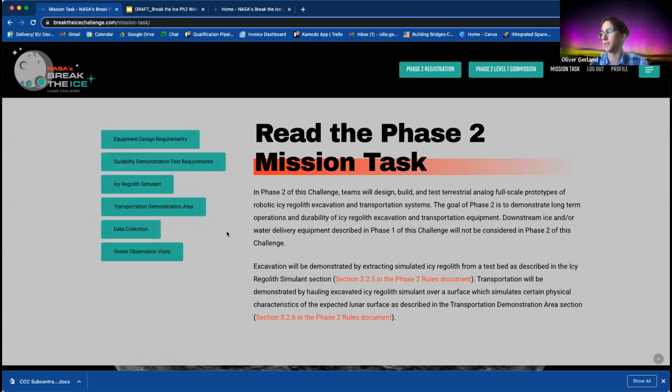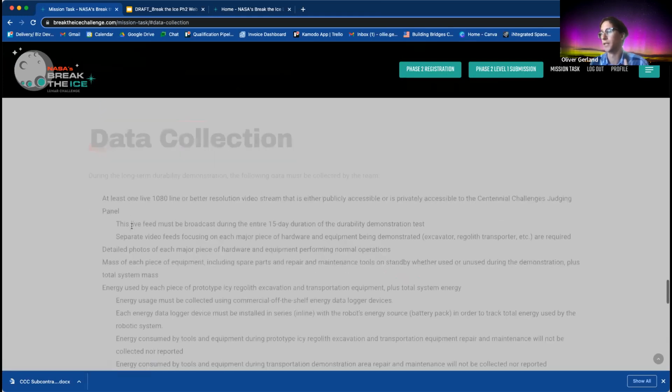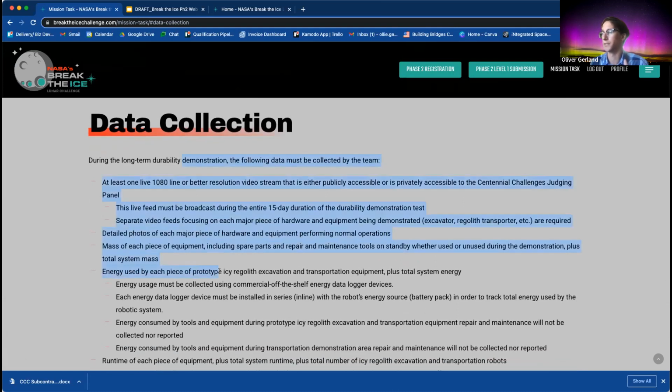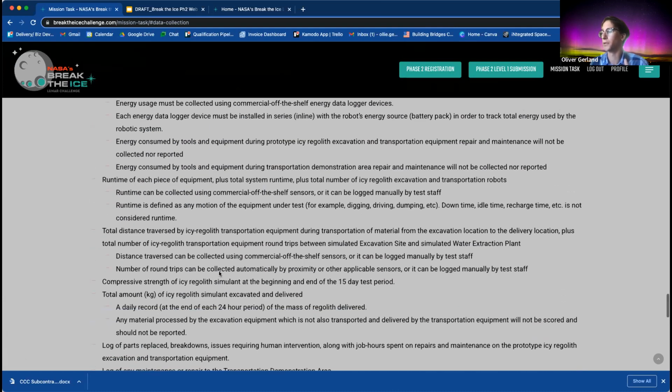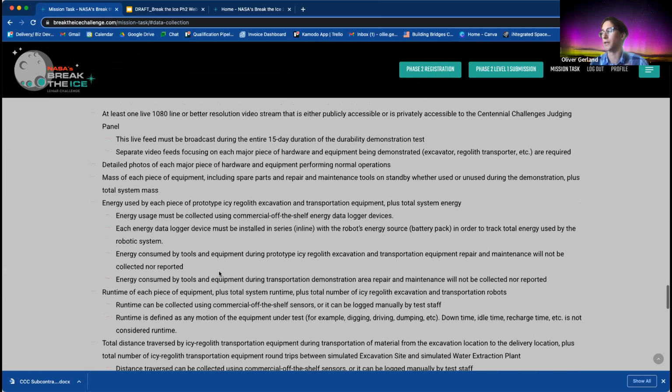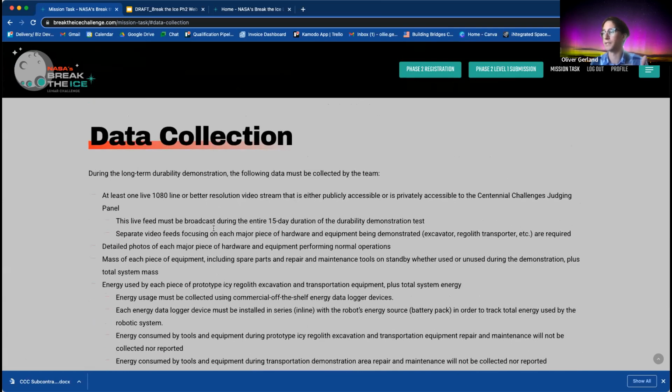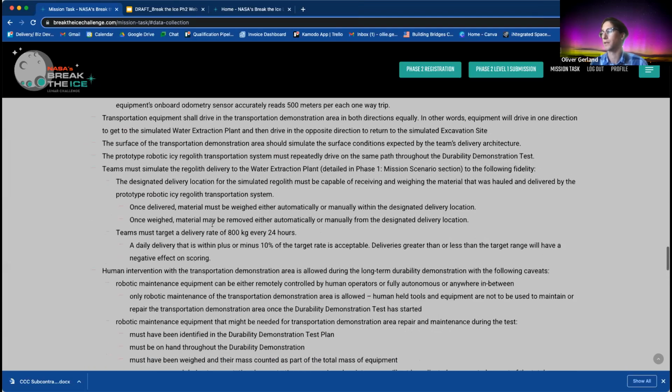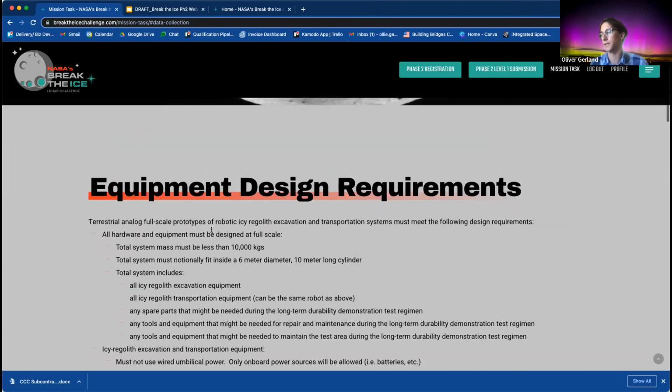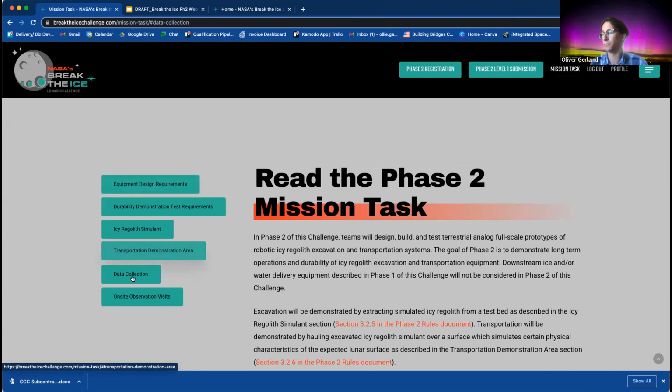And so if you wanted to remember what the data collection process is, you could click on this, and then it would pull you down to the data collection components. And as they mentioned, all of this content on the website is pulled from the phase 2 rules document. So all of this is essentially part of the phase 2 rules.